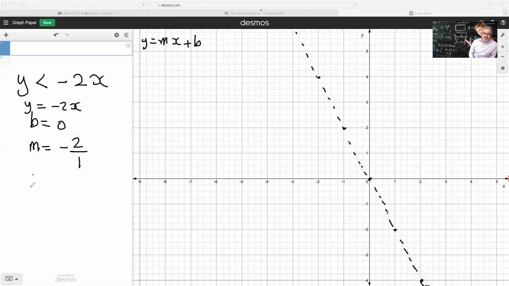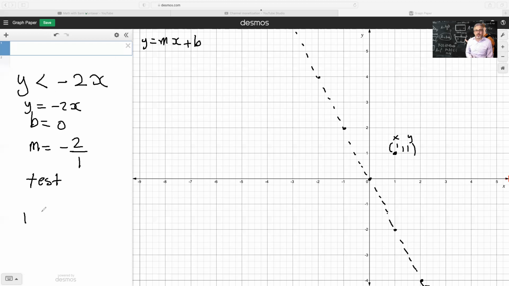Now, testing. Would you test the origin here? No, I cannot test the origin because my line is going through the origin. So you have to take another point and test it. Either you take a point above the line or below the line. You could take 1, 1, or 0, 1, or 1, 0, whichever point you feel comfortable with. So how about 1 and 1? Let's test this point, so x is 1, y is 1.